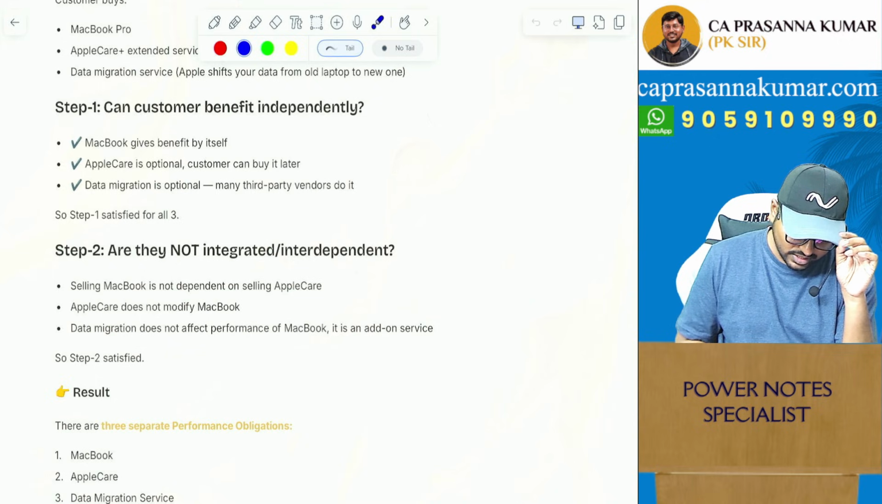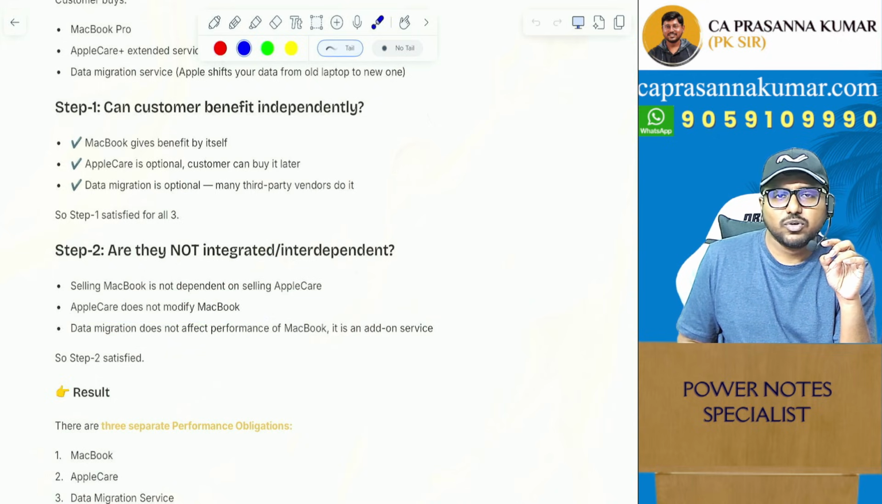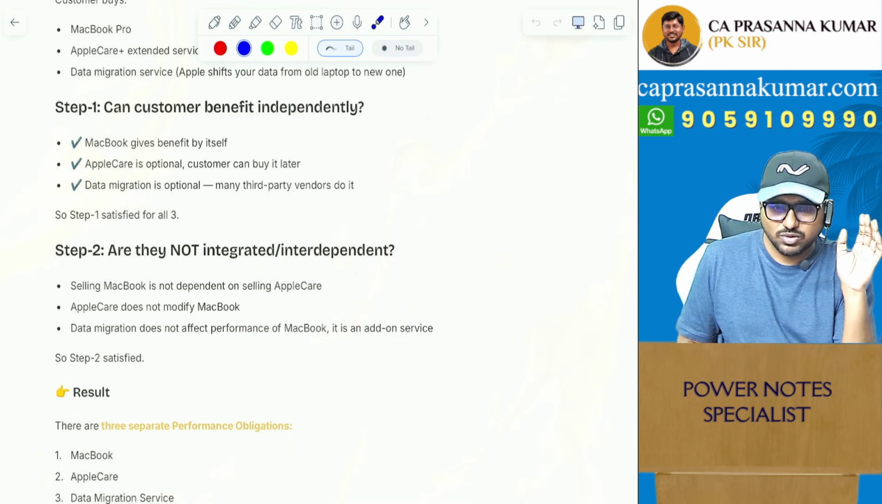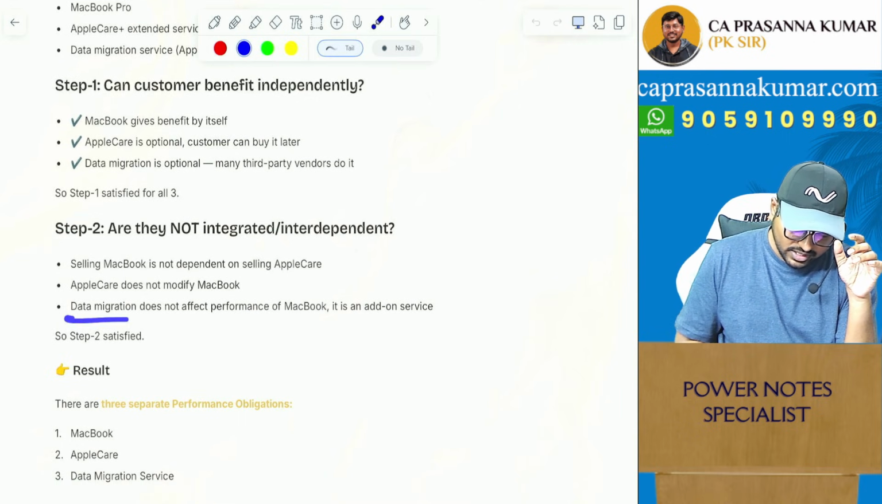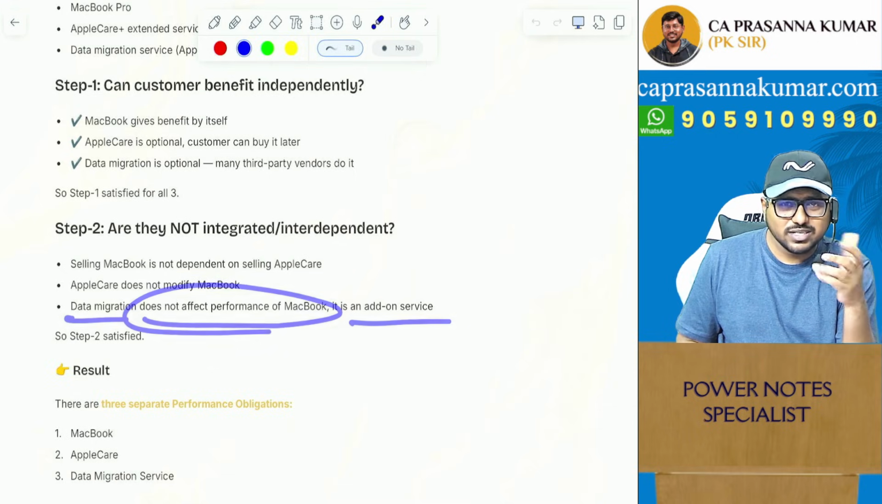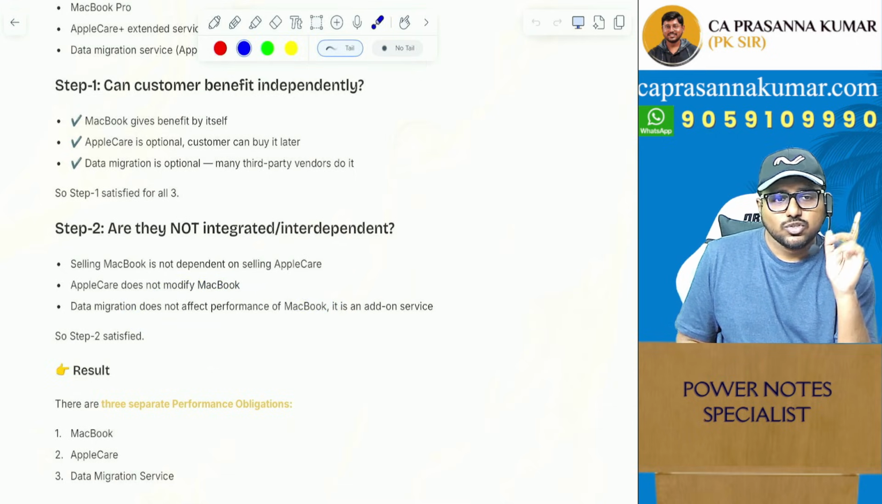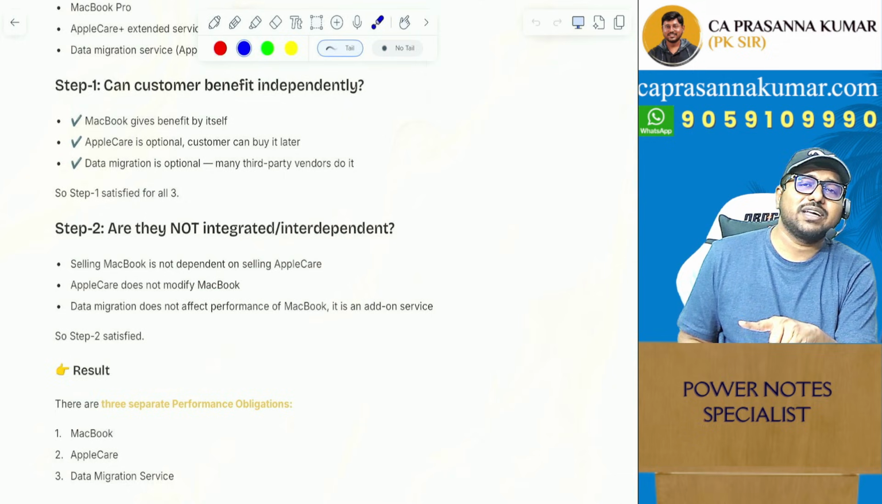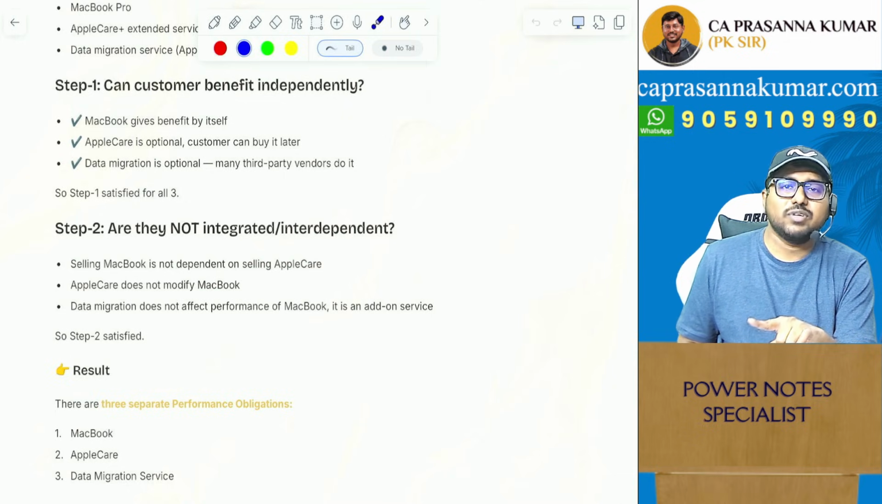Okay. So it is not dependent. That condition is satisfied. Apple Care does not modify MacBook. Is there one good or service significantly modifying the other? No. So that condition is also satisfied. Data migration does not affect performance of the MacBook. It is just an add-on service. So one is not interdependent on the other. One is not significantly modifying the other. One is not integrated with the other.